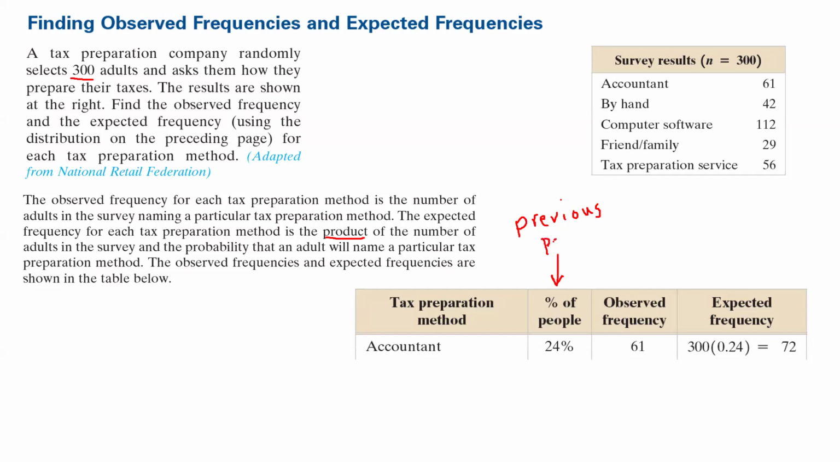We need to have this information. This information forms our null and alternative hypothesis. Remember that, those are the hypothesized information. But the observed frequency is coming from our survey, and the expected frequency, we have to do the algebra ourselves.